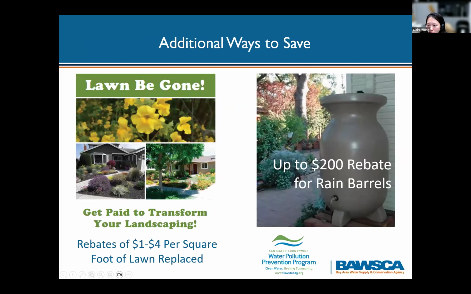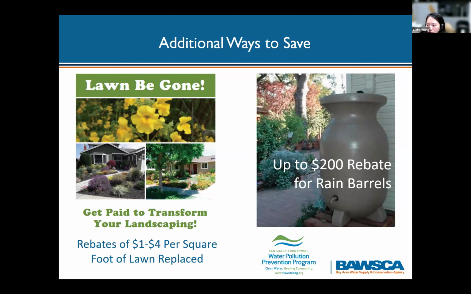A few highlights on additional conservation programs that may be of interest to you. Valley Water has several rain barrel rebate options. You can get up to $35 for installing a rain barrel, 50 cents a gallon for installing a cistern, and $1 per square foot of a rain garden.